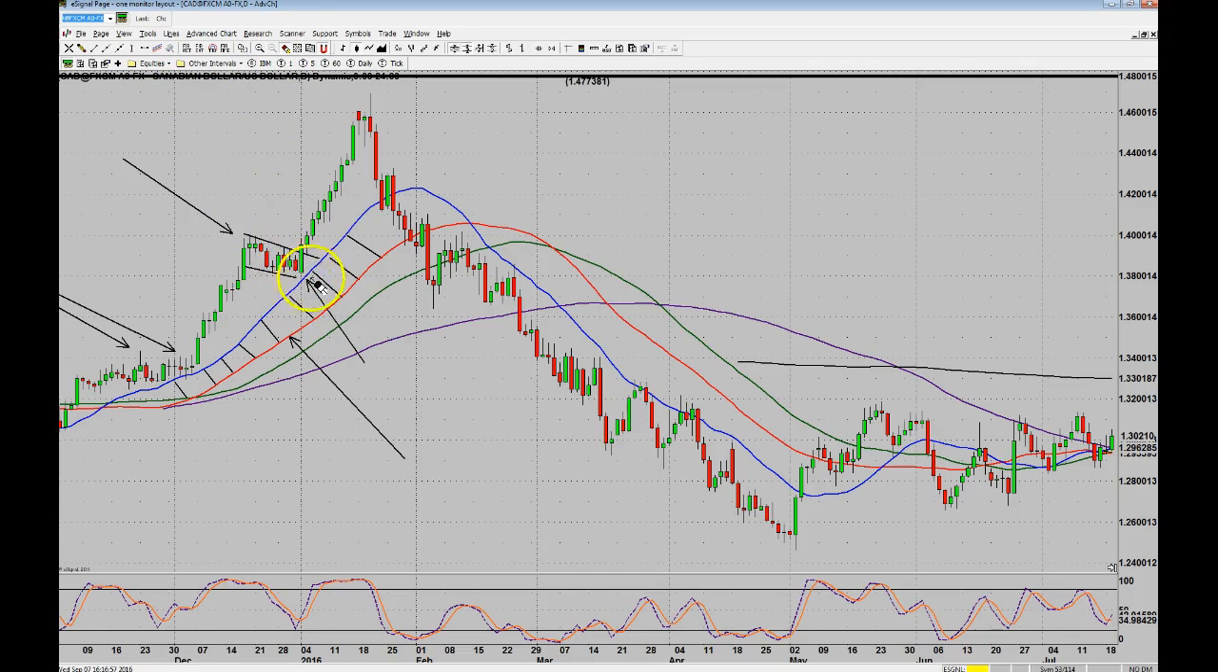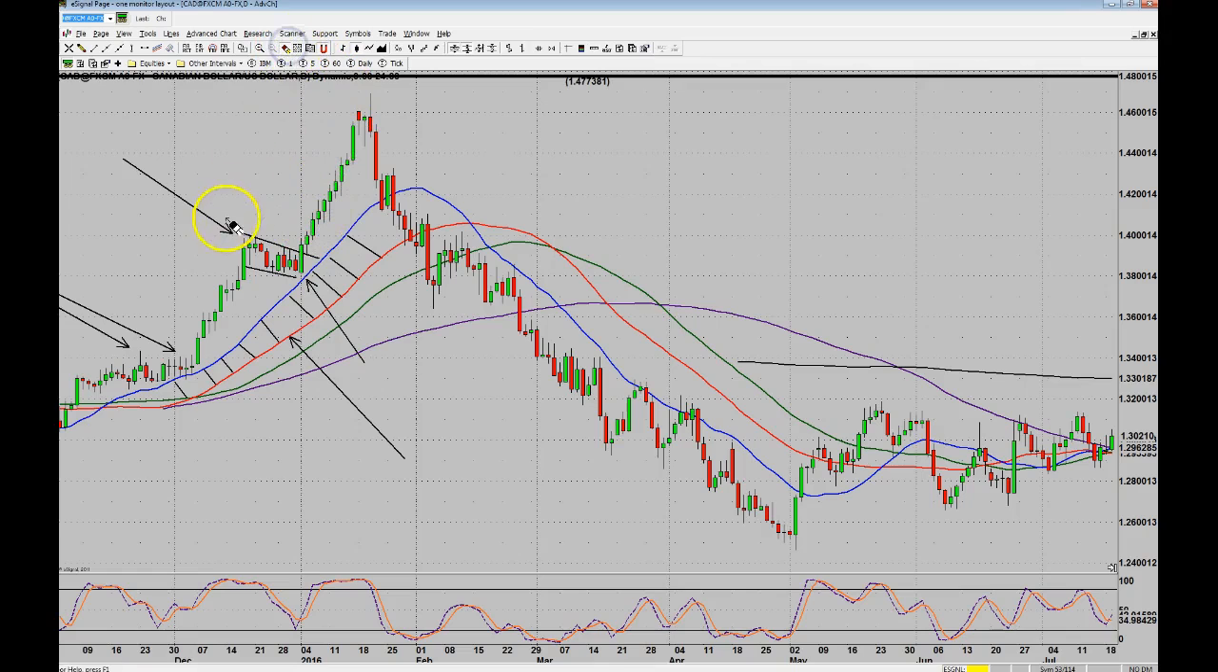It's going higher. We call this the pause that refreshes. It is the pausing action that refreshes to the upside. You can call this a pennant. You can call this a flag. You can call it anything you want. But the fact remains that the trend is up. We drifted sideways through time, and then we have refreshed to the upside.